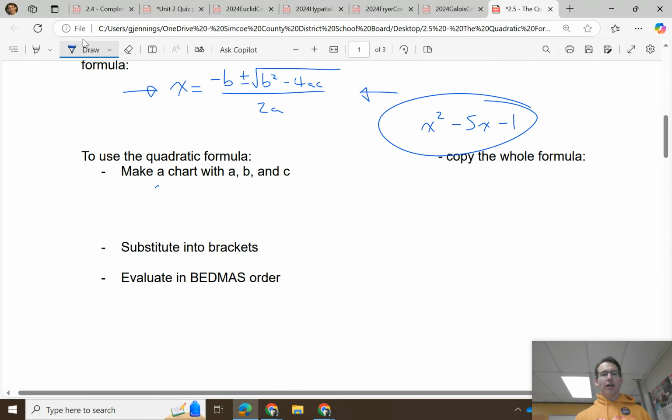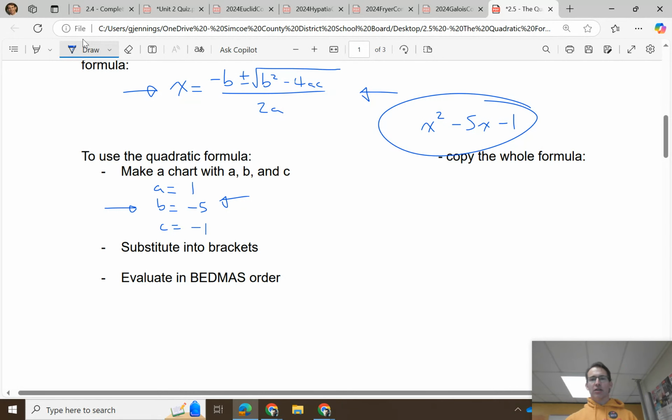Make a little chart. Here's what our chart would look like: A equals, B equals, C equals. Do this off to the side so that you can clearly see my A is this, my B is that, my C is that. What's my A? 1. What's my B? What's my C? Good. Write this chart down. Don't skip this step. You can make errors by substituting incorrectly. So make it hard to make errors rather than hard to get the answer right.